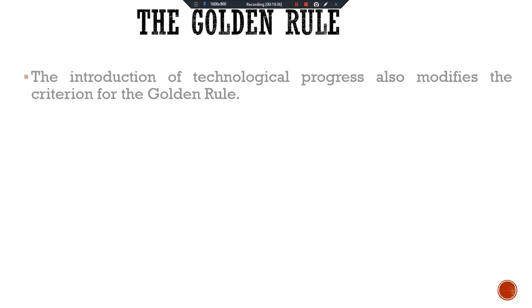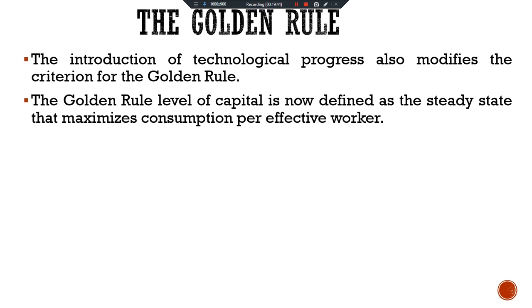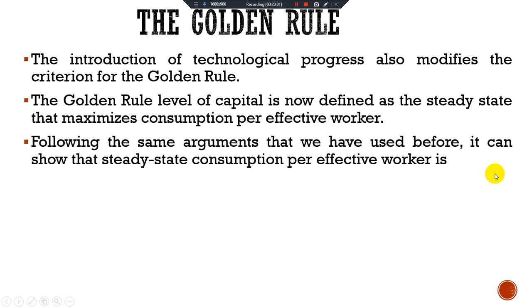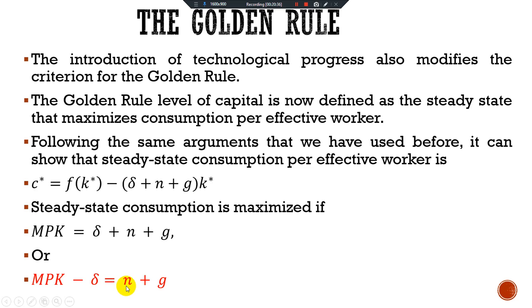The golden rule. The introduction of technological progress also modifies the criterion for the golden rule. The golden rule level of capital is now defined as the steady state that maximizes consumption per worker, or consumption per effective worker. Following the same arguments that we have used before, it can be shown that steady state consumption per effective worker is c* equals f(k*) minus (delta plus n plus g) times k*. Steady state consumption is maximized if MPK equals delta plus n plus g, or we can write it as MPK minus delta equals n plus g.